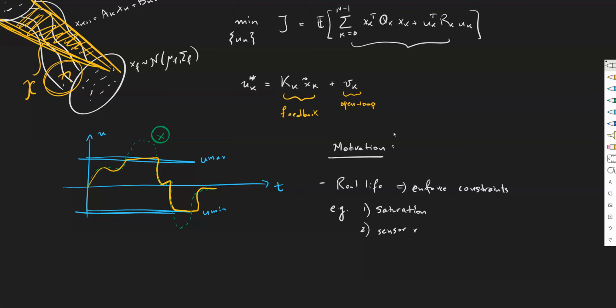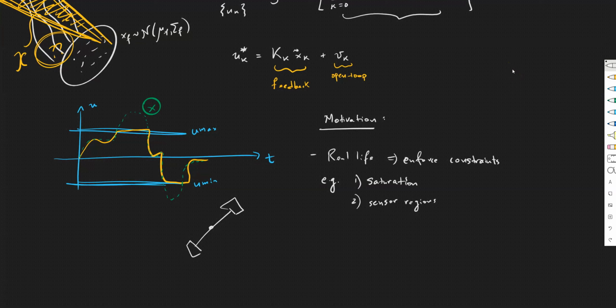Sensor regions. So for example, let's say you have a spacecraft, right? This is my ugly spacecraft. But this is my spacecraft and it has a camera on it. And let's say this spacecraft is trying to dock with another spacecraft, right? You have two spacecraft and they have to dock with each other. It's a classic rendezvous problem.